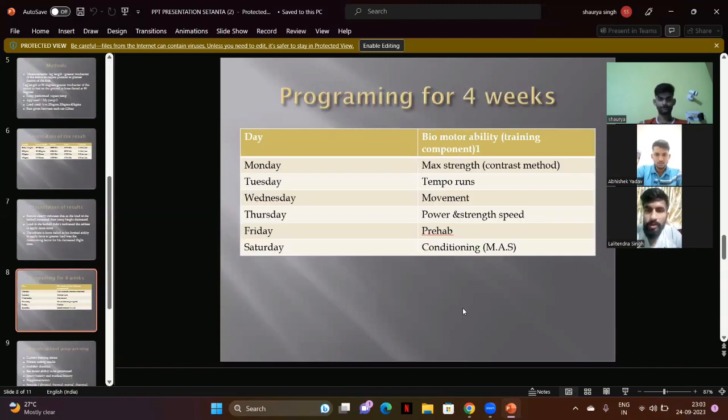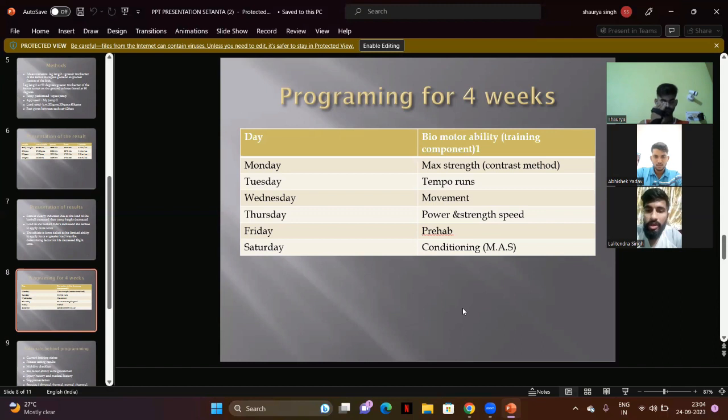So this is the programming for the 4 weeks. What I've done is I have used the conjugate method of block periodization. What it means is that in this block I'm going to work upon his strength and maintain his conditioning and other biomotor abilities which are a requirement of the sport.